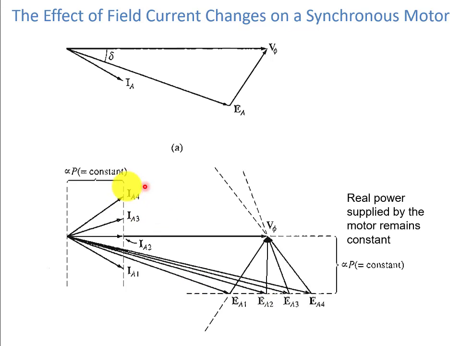Similarly, if we increase IF further, the IA will further increase in its magnitude and we will have EA4 that is also increased. But one important phenomenon that we can see here is, as we are increasing IF, the motor was operating initially at the lagging power factor, it can go to the unity power factor and it can go even to the increasing leading power factor. So that's how it can be used for power factor correction also. That we will see in maybe the next video.